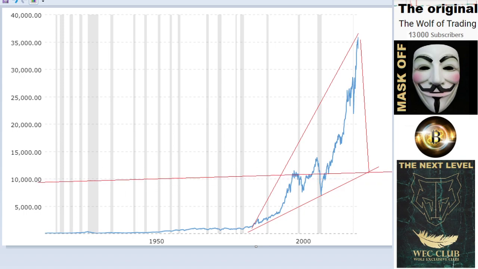You can see here 10,000. We could fall to 10,000 theoretically, but it's too hard for the people. If the Dow Jones crashed to 10,000, the elites don't want this. These are funny people, so that they could manipulate this.